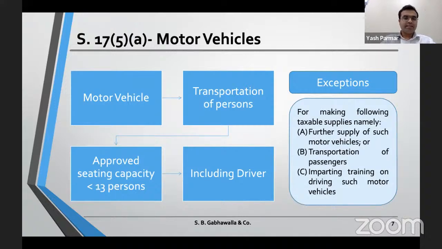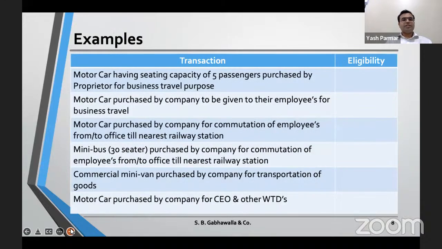With this, we will take some examples related to this particular clause and we will try to understand in what cases ITC will be available and in what cases ITC is blocked. The first one is motor vehicle having sitting capacity of 5 passengers purchased by proprietor for business travel purpose. Now, because the sitting capacity of this vehicle is less than 13, even though it is used for business travel, but because this is not for further taxable supply of transportation of passengers, ITC will be blocked.